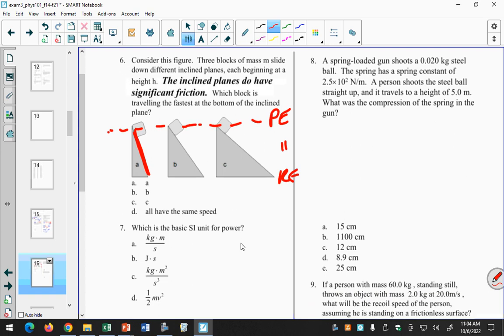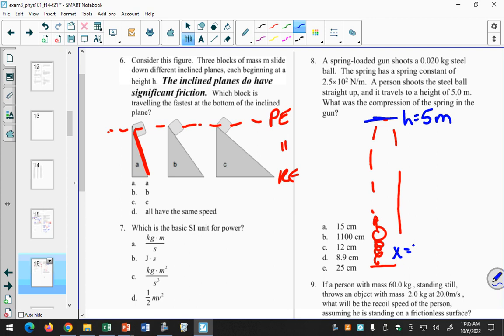All right, number 8 is similar to what we've done, except I have this spring-loaded gun. It's a little bit different. This spring-loaded gun shoots a ball up into the air, and it goes up, comes back down. I tell you that it goes up to a height equal to 5 meters, H equals 5 meters, and I'm looking for the compression. So at the top, it has potential energy, mgh. At the bottom, it only has elastic potential energy.